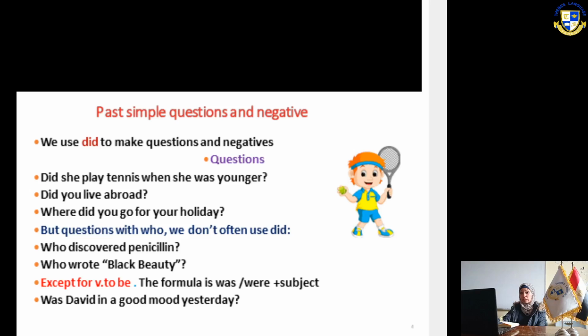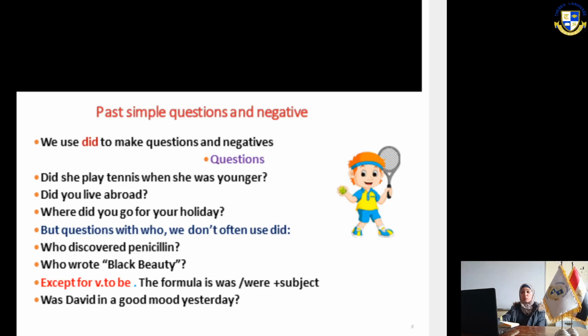But, guys, we have some questions where I can use who, and we don't often use it. Like, who discovered penicillin? So now, guys, I'm asking about the subject. That's why we don't have the helping verb. If we have another question, who wrote Black Beauty? Now, because I'm asking about the subject, that's why I cancelled the helping verb. Except for the verb to be.